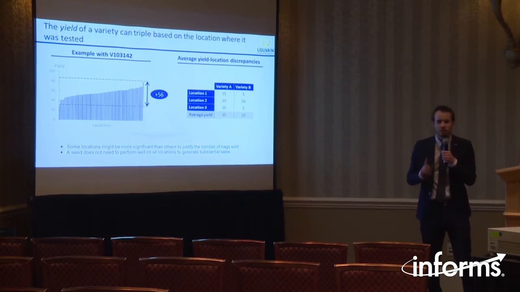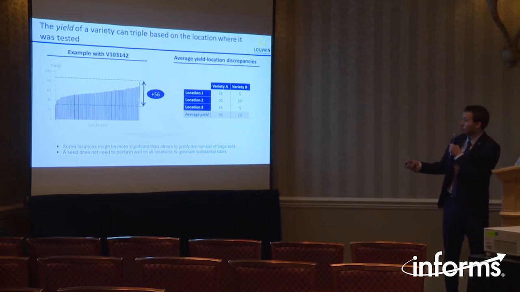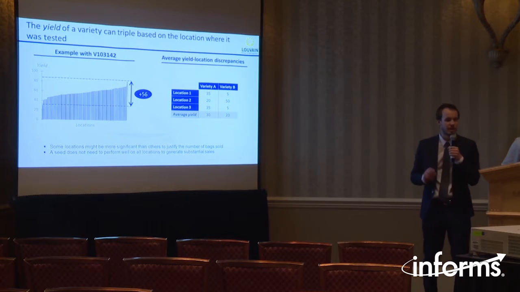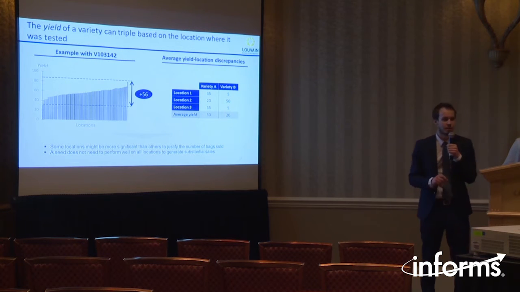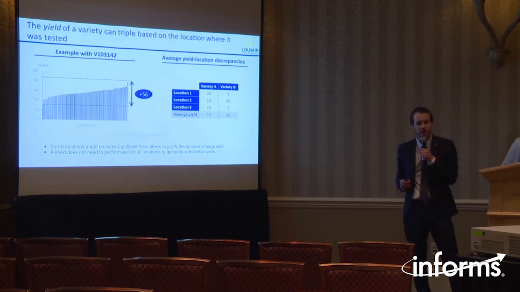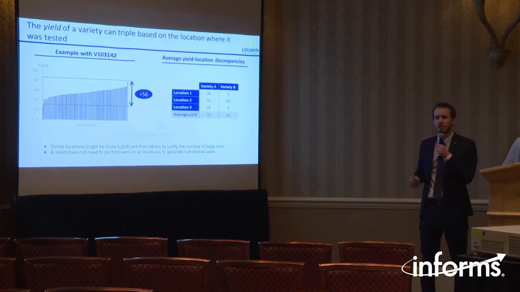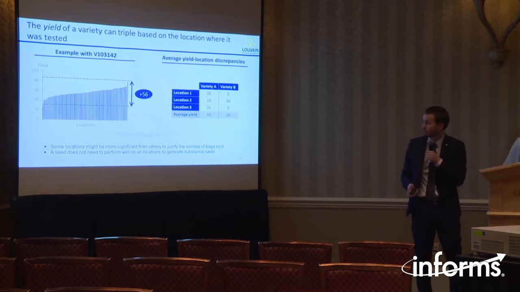But what if most of the farmers are located on location 2? Then they wouldn't be interested in buying variety A, but in buying variety B. And so after testing the seed A the first year, they wouldn't purchase it again the second year, which would lead to type 1 errors.